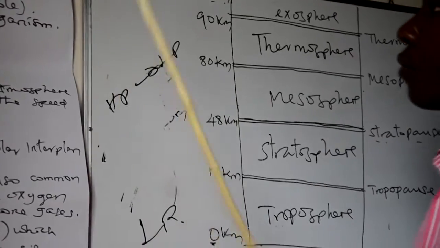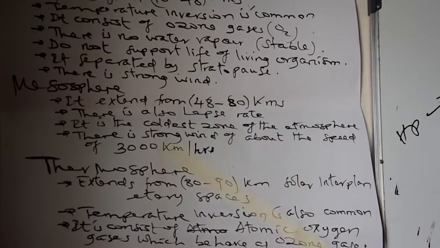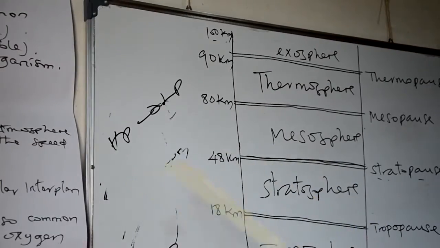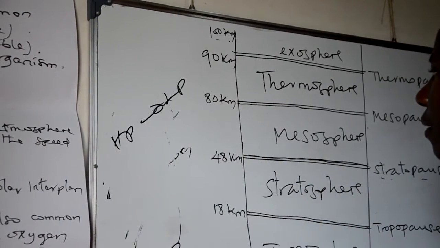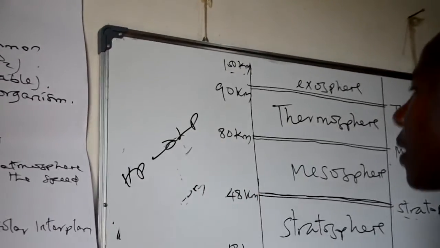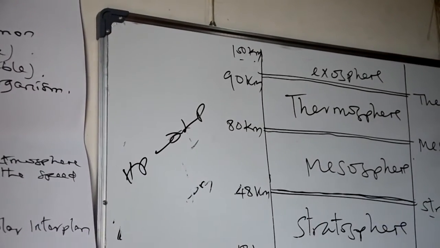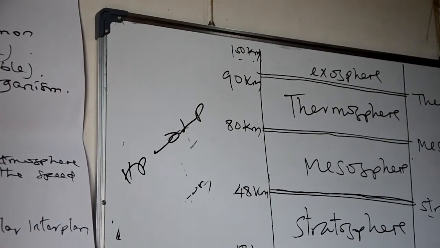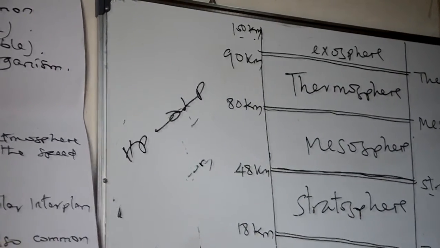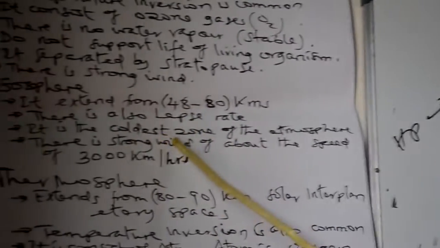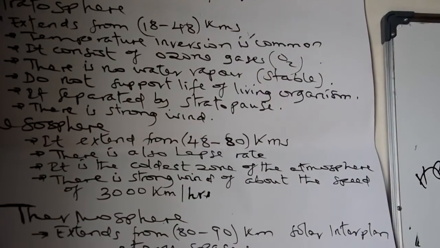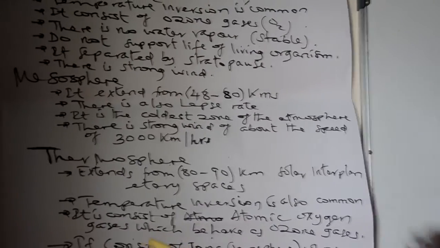Another layer of the vertical structure of the atmosphere is the mesosphere. This is the third layer, which starts from 48 kilometers above sea level up to 80 kilometers above sea level. The mesosphere has different characteristics from those described for the first and second layers.